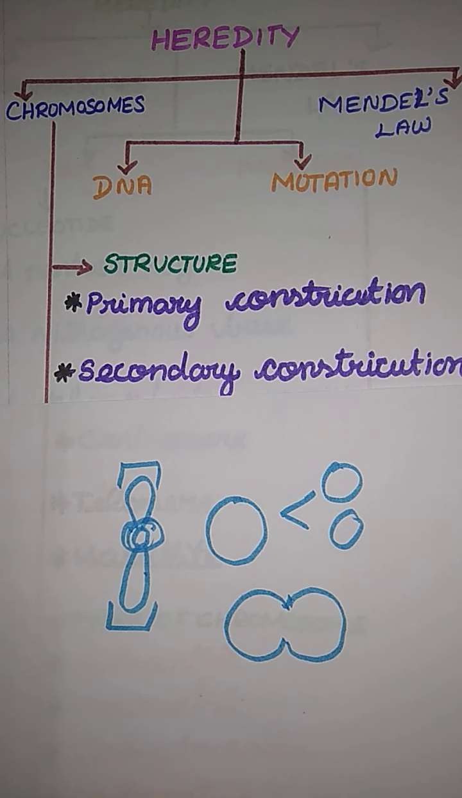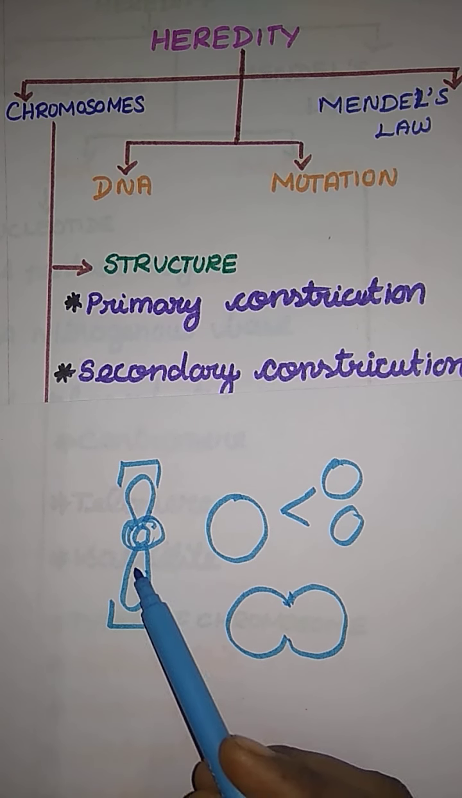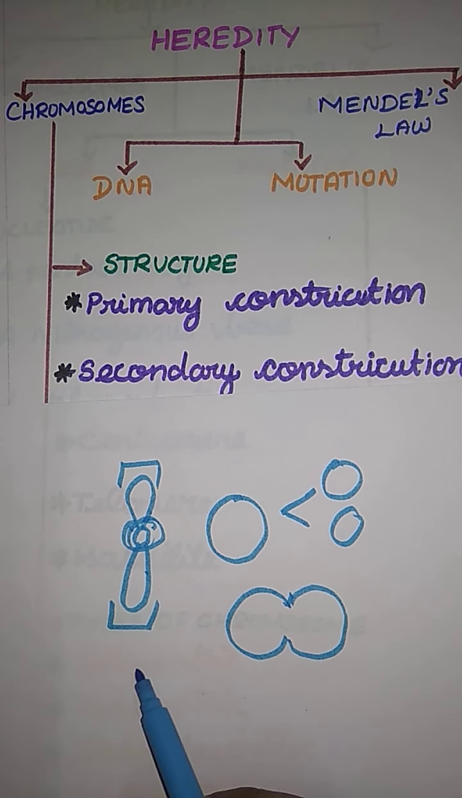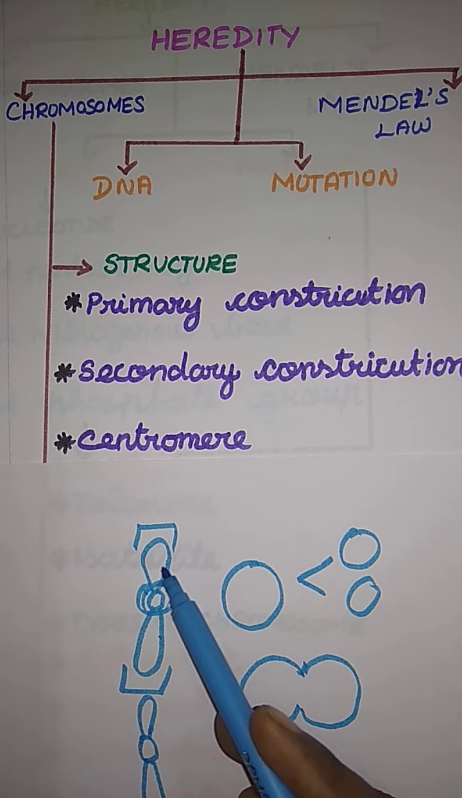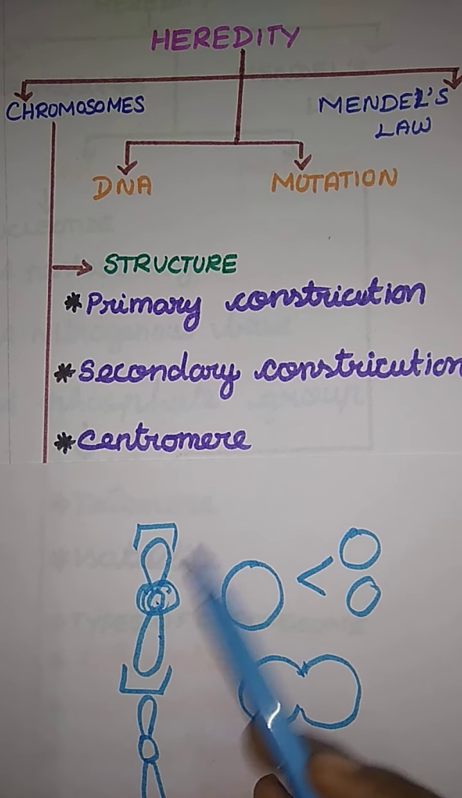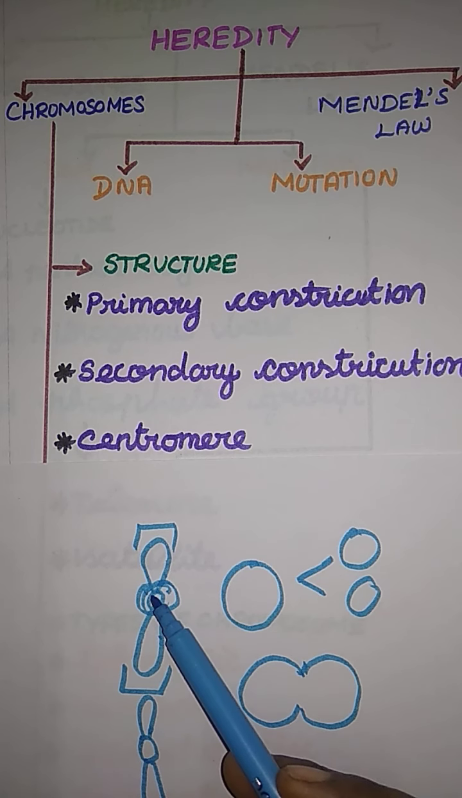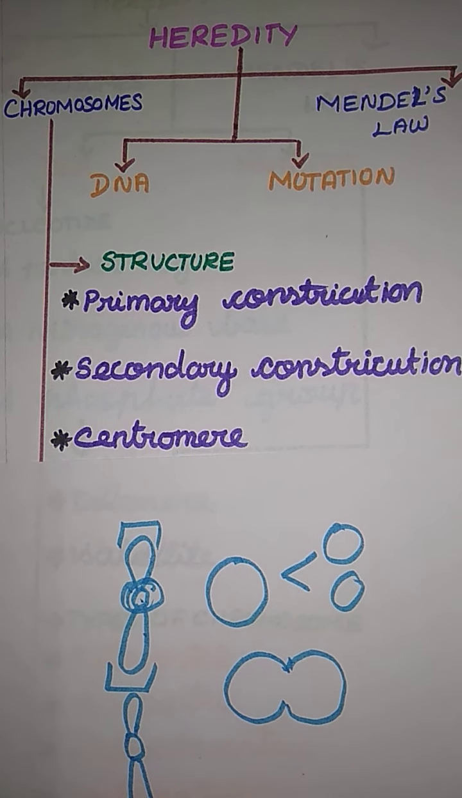And next one is the secondary constriction. Here in a secondary constriction, the chromatids form another constriction part. This is one strand, and this is another chromatid. The constriction formed at any site of a chromatid part is a secondary constriction. And next one is the centromere. We already said that the centromere is the center part of a chromosome, the primary constriction of the chromatids. So this is the center part of a chromosome, that is the centromere.